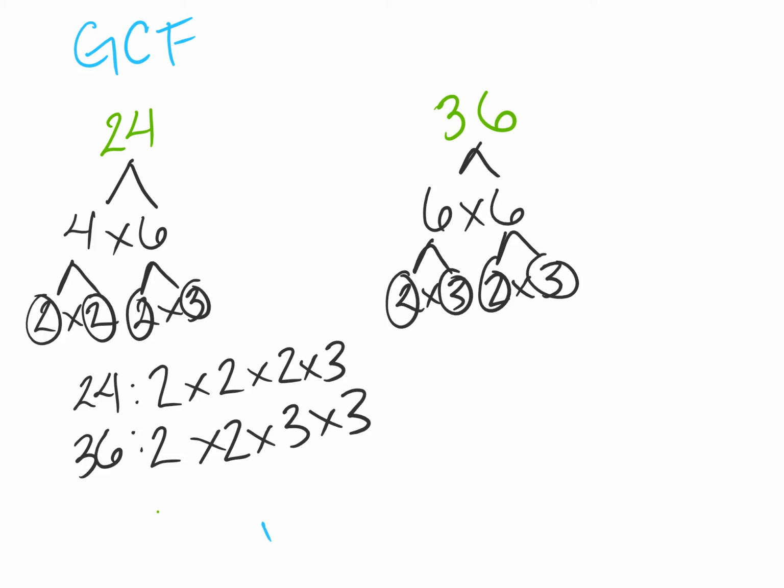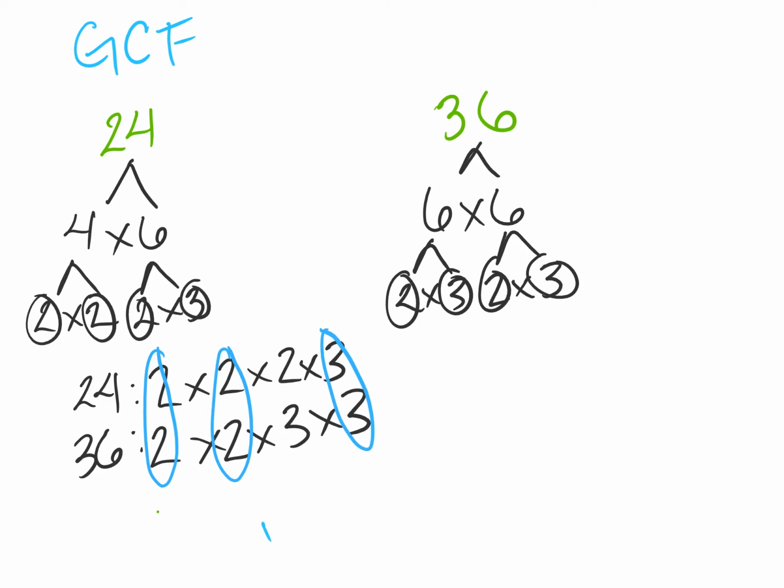Now, after you do that, you look for the factors that these two numbers have in common. What I have the kids do is circle the numbers that they have in common from our list. So these two are the same, these two are the same, and these two are the same.